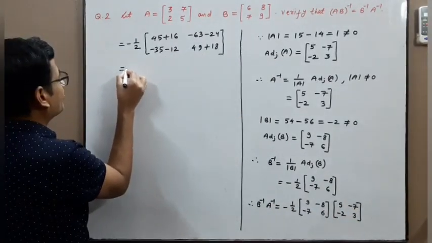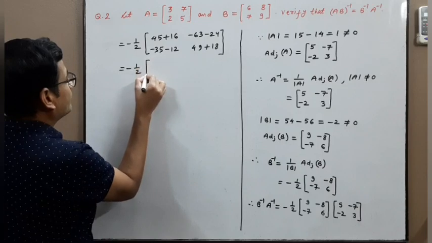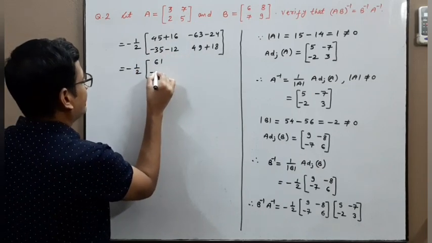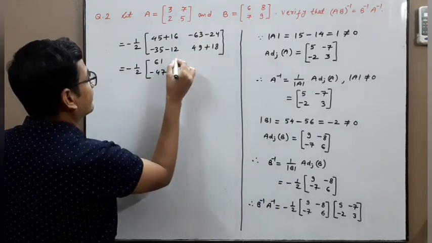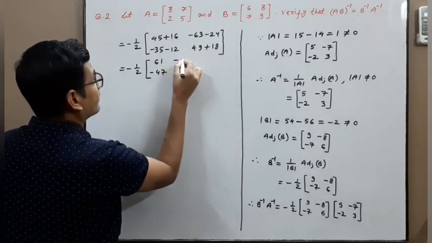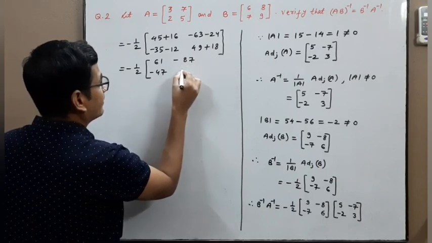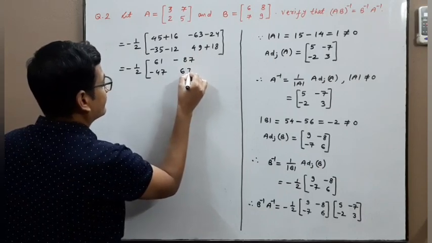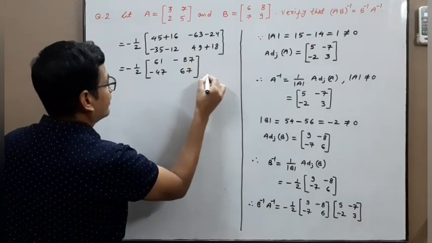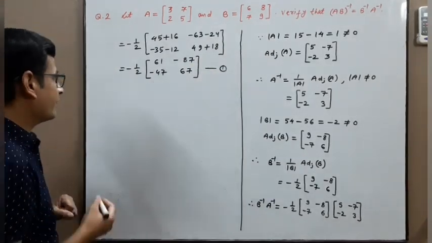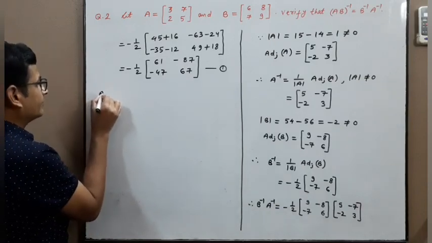Now simplify. Minus 1 by 2, 45 and 16 make 61, minus 47, minus 87 and plus 67. Give this equation number 1. Now find AB inverse. So first find AB.